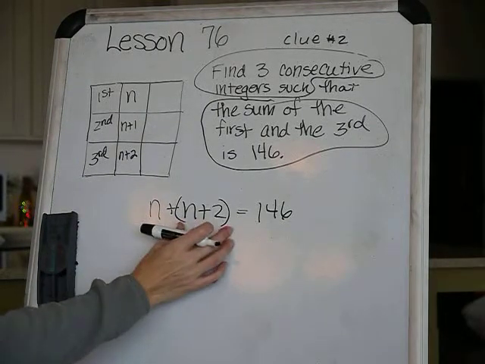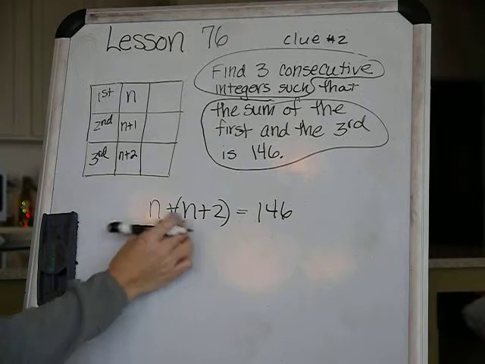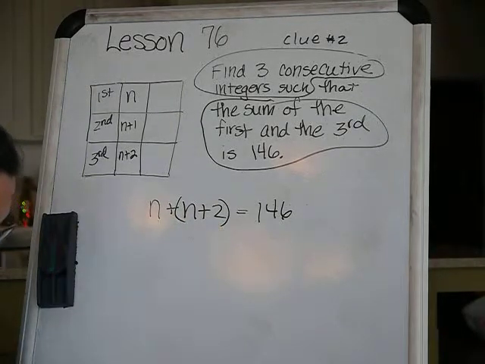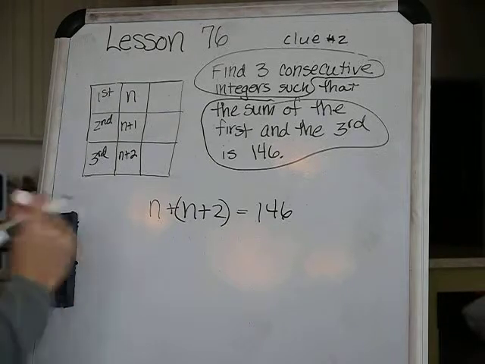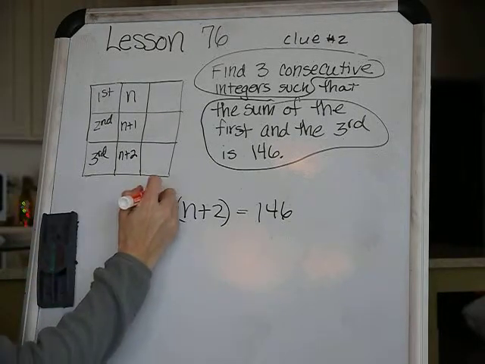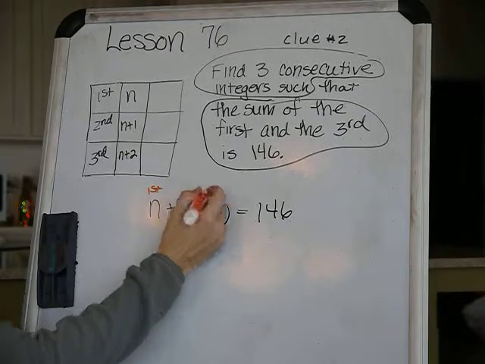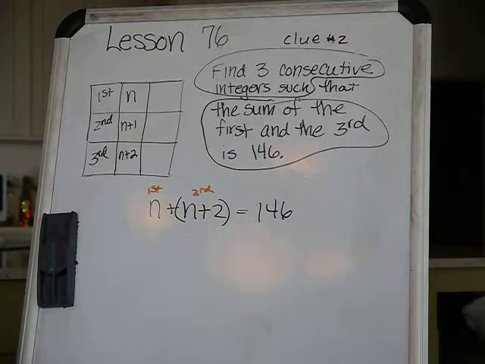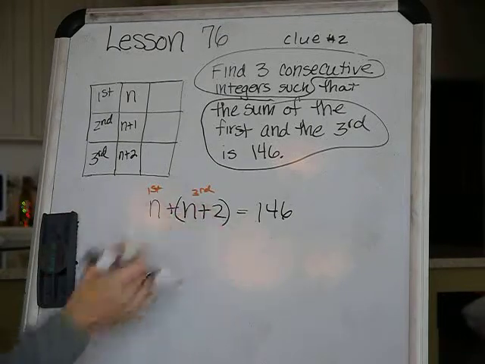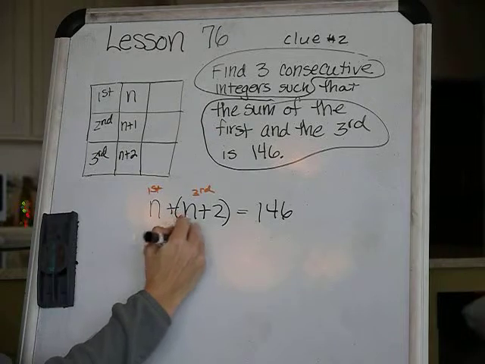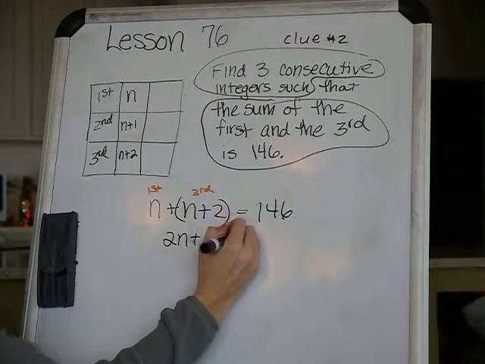Now, I put the parentheses here just to show you this is the first one plus the third. I'm going to do this too, so the board sees it. When we simplify that, we pull the parentheses off because they're extraneous. We get 2n plus 2, don't we?